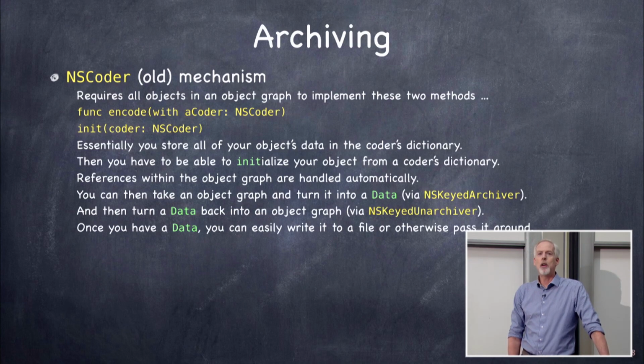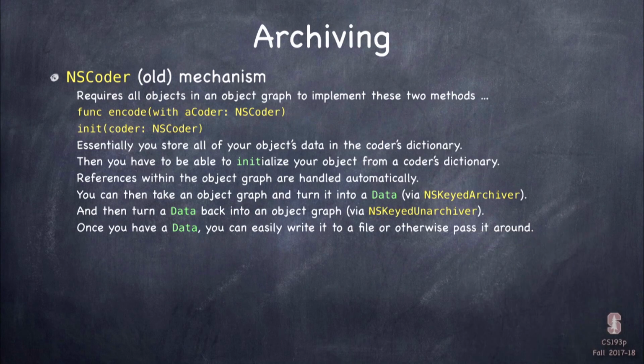The old way is called NSKeyedArchiver. So NSKeyedArchiver is a protocol. And essentially, NSKeyedArchiver boils down to having every single object in the object graph that you want to save, to make persistent, implement these two things. A function called encode with a coder, so that NSKeyedArchiver is kind of like a dictionary thing. You can set values in there. And then init from coder.